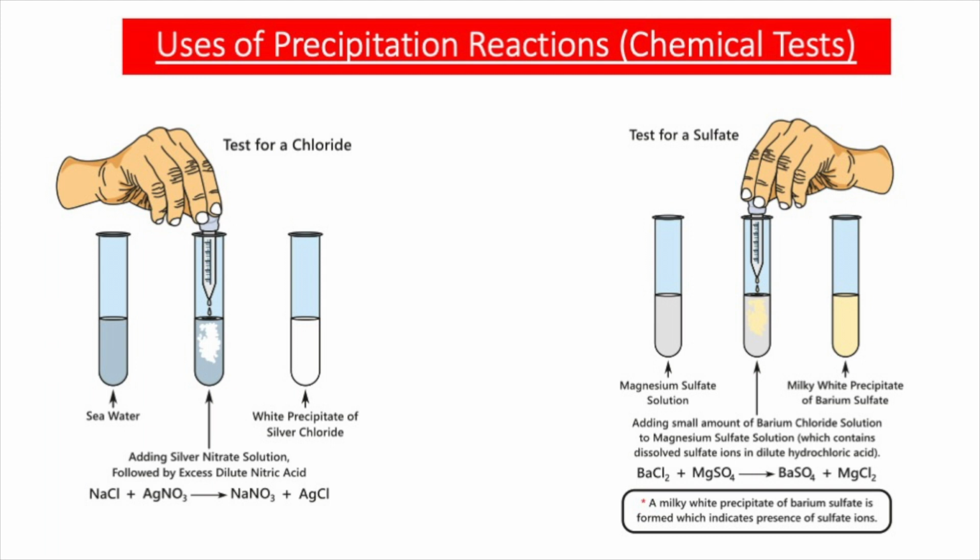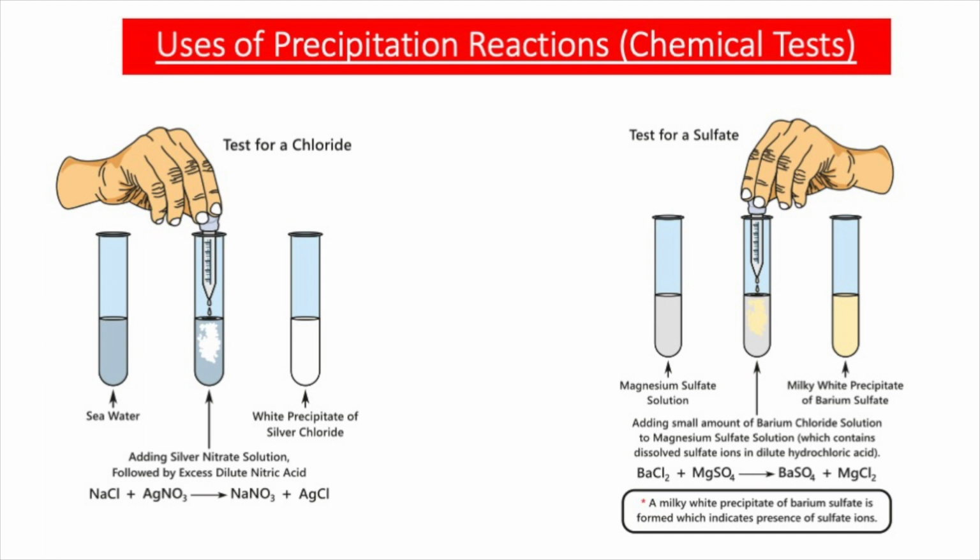For example, if we added barium chloride to magnesium sulfate, we get the milky white precipitate of barium sulfate, and we can describe this reaction with a chemical equation. So the chemical equation would be as follows. BaCl2 is the chemical formula for barium chloride. Magnesium sulfate has the chemical formula MgSO4, and we produce the precipitate, barium sulfate, BaSO4, and magnesium chloride, MgCl2.